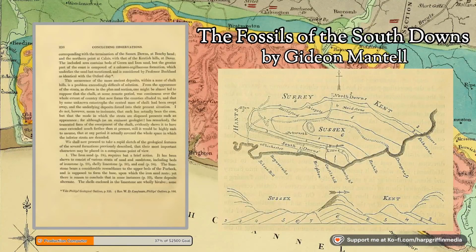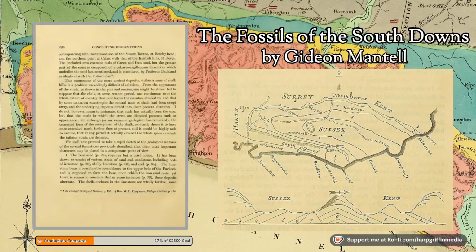We shall now proceed to take a rapid sketch of the geological features of the several formations previously described, that their most important characters may be placed in a conspicuous point of view. 1. The iron sand, page 24, requires but a brief notice. It has been shown to consist of various strata of sand and sandstone, including beds of ironstone, page 28, Shelly limestone, page 30, and coal, page 34.